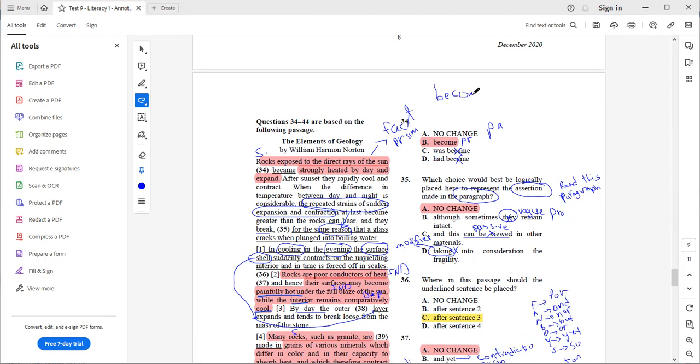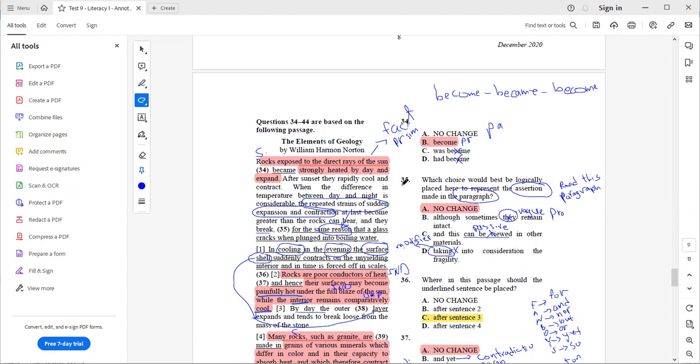Become. The second, became. The third, become. So this is completely wrong from the beginning. Now we need to decide whether it's past or present. Would you read, please? Rocks exposed to the direct rays of the sun became strongly heated by the day and expand.